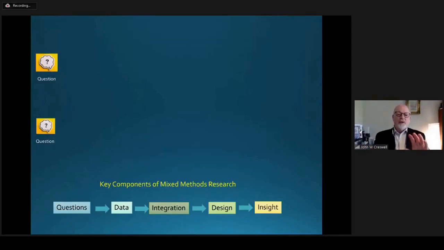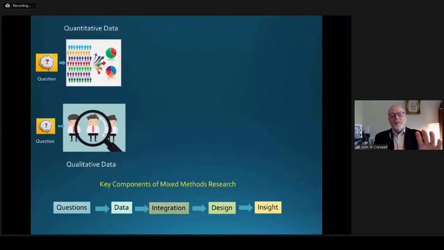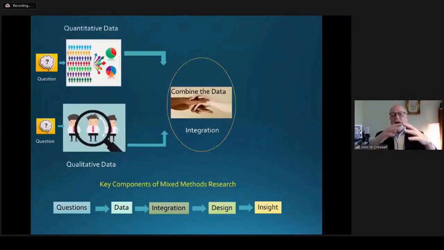So a visual picture of this is we need both qualitative and quantitative data in mixed methods. And we're going to combine these two databases. I used the picture here of two hands. In South Africa, a leading professor said to me, Professor Creswell, mixed methods is really two hands coming together, the quantitative and qualitative.